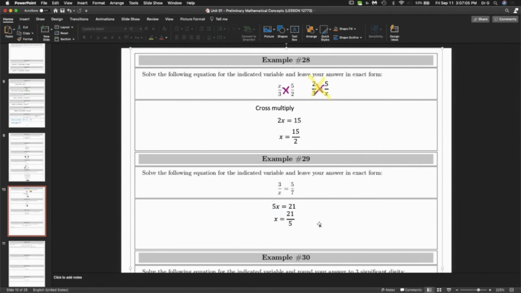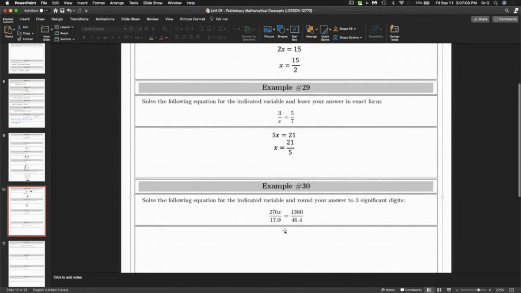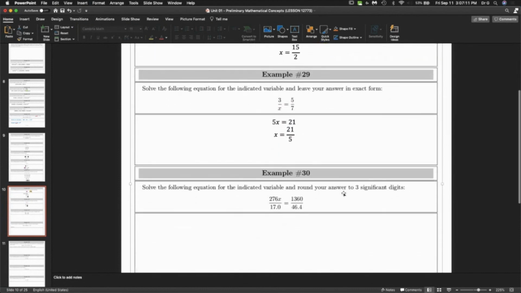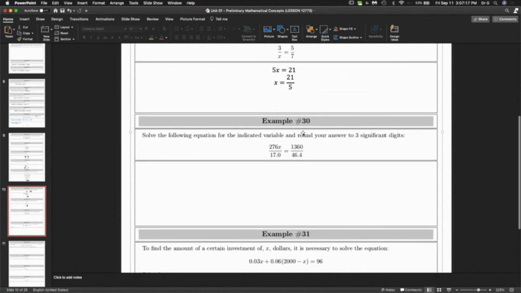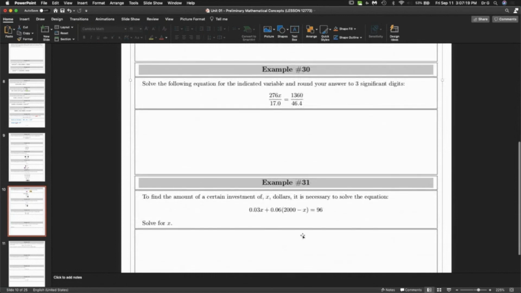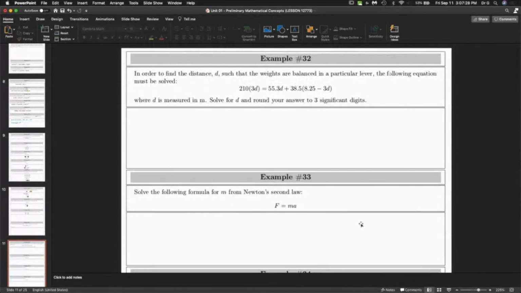All right. Okay, for the sake of time, you can try this one with decimals in a similar way. I will leave that one for you to try as an exercise. So 30 and 31, you can try those on your own. But 32 we'll do together. And I will go slowly with this one.